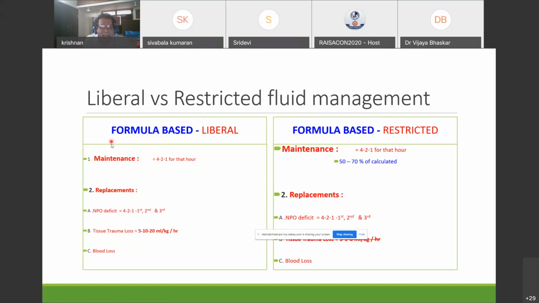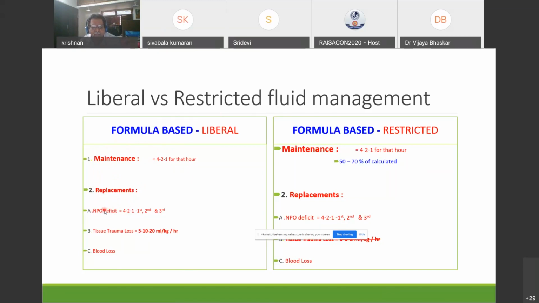So when you are starting the case at 9, from 9 to 10 a.m., the body cells are working, the body is secreting urine, the body is secreting water into the stools, the cellular metabolism is occurring, we are losing heat through our respiratory tract. So we are going to give a maintenance fluid for that particular hour, 9 to 10 a.m. We are going to give maintenance fluid based on the 4-2-1 formula. Okay. Then for that 9 to 10 a.m., if the patient is an elective patient, you're going to calculate the nil per oral deficit.